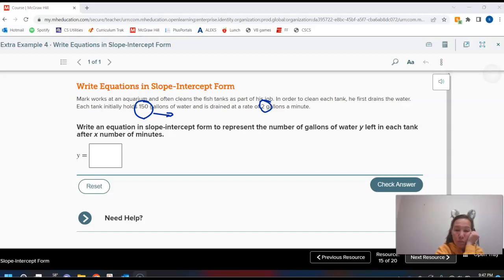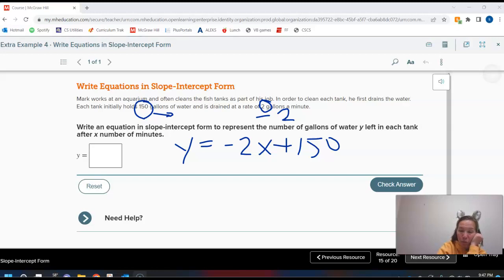So what do you think our slope would be if it's drained 2 gallons a minute? Our slope is going to be negative 2. So we would say y equals negative 2x plus 180. So it's the same thing we were doing in the last part, where once we have the slope and the y-intercept, we just plug those in for m and b. But first we have to figure out what is the slope and what is the y-intercept based on the information.